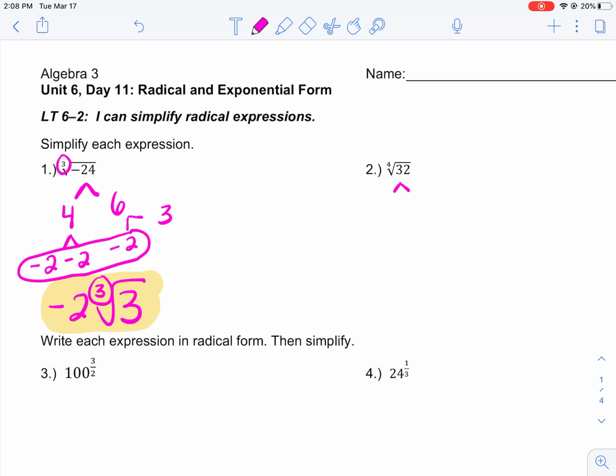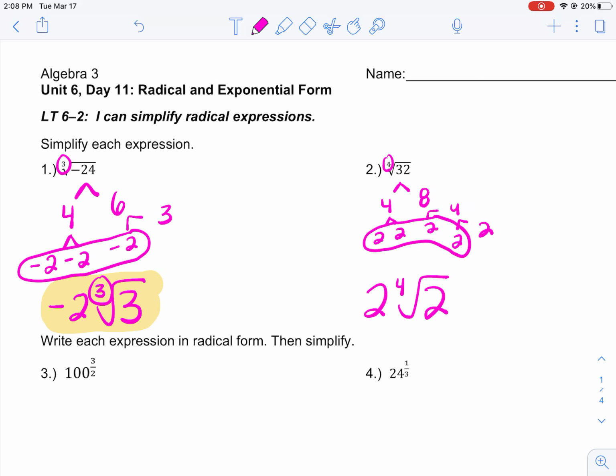Okay, the next one, we have the fourth root of 32. So we're going to use 4 and 8, 2 and 2, 2 and 4, 2 and 2. And we're looking for 4 of a kind. So 1, 2, 3, 4. Take that 2 out, and we get the fourth root of 2. Okay, again, don't forget to put that 4 back in the nook.